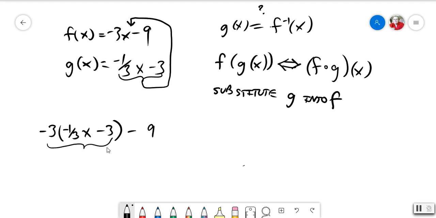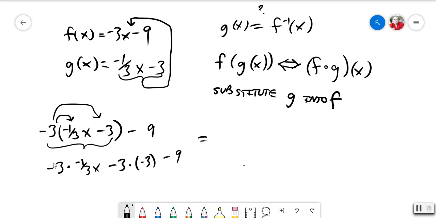This here, as you all should know by now, is a distributive property. I get negative 3 times negative 1/3 x minus 3 times negative 3, because it multiplies with each thing inside, minus 9. Well, 3 and 3 cancel. Negative times a negative is a positive. So I get plain old x. Negative times a negative is a positive, and 3 times 3 is 9. And this negative 9 is left here. Plus 9 is 0, so I get x by itself.